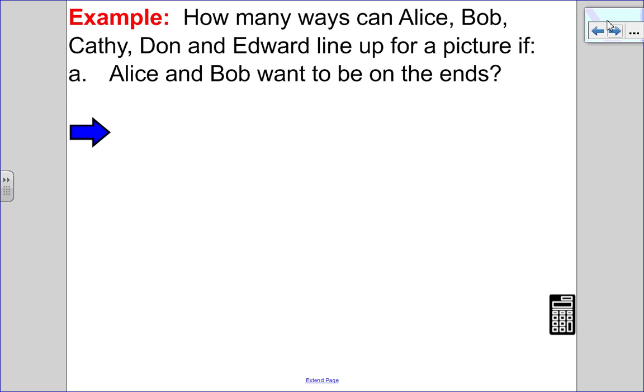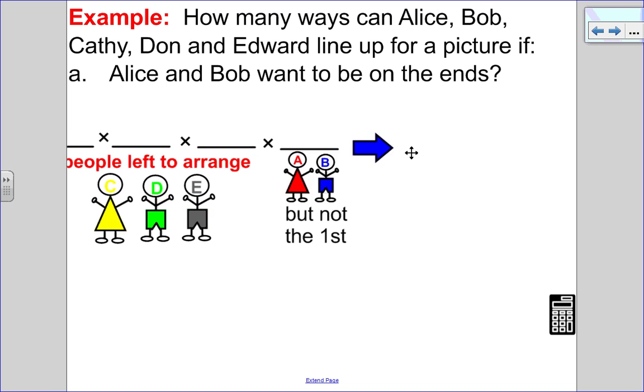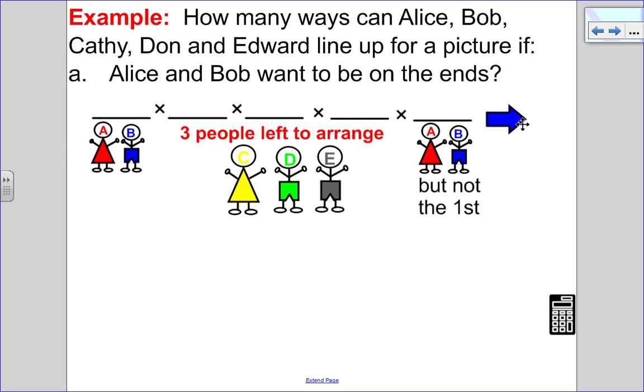Now, being on the ends means one starts and one ends, but it doesn't specify who does what. So here's what it would look like. I have Alice and Bob on the ends. So in the first position, it could be Alice or Bob. In the last position, it's going to be Alice or Bob, but obviously not the first because we can't replicate people. So if Alice stood here, it would have to be Bob here. If Bob stood here, it would have to be Alice here.